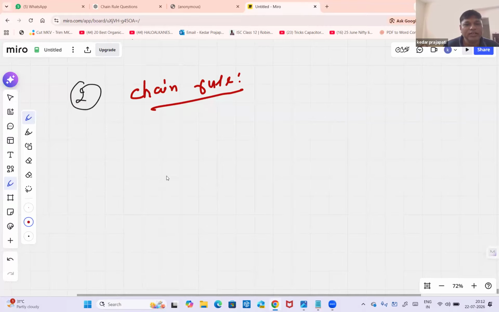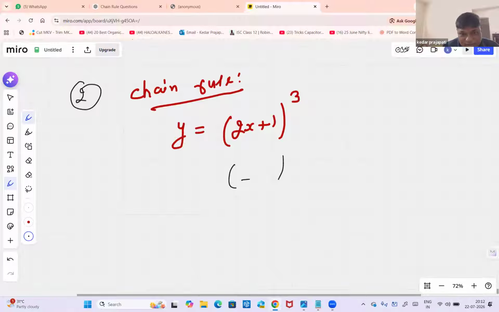Basically, if the question is like this, 2x plus 1 and something is coming here. Chain means there is an inside and an outside. Inside function and outside function are there. So what we have to do is apply the similar simple rule.